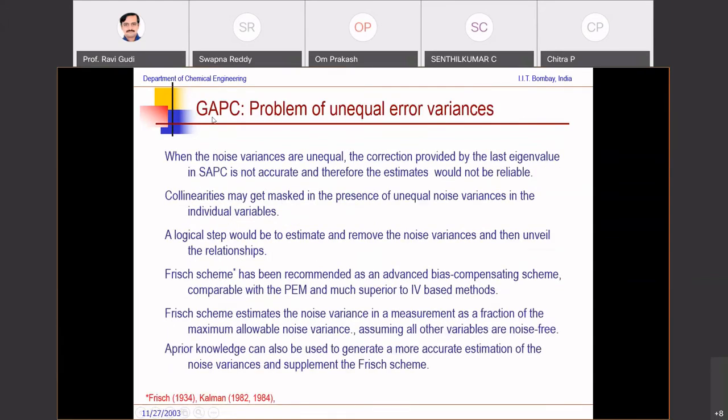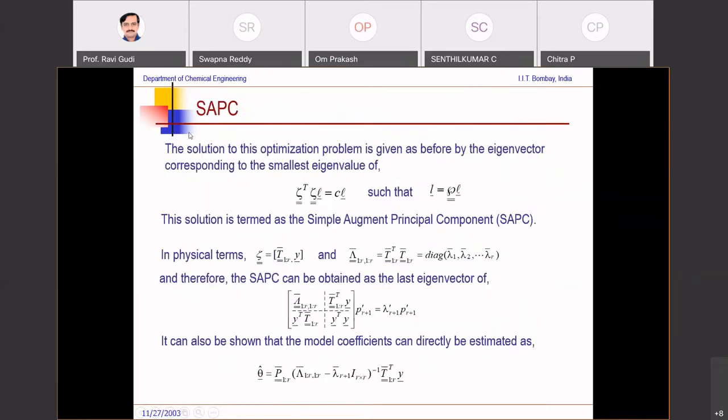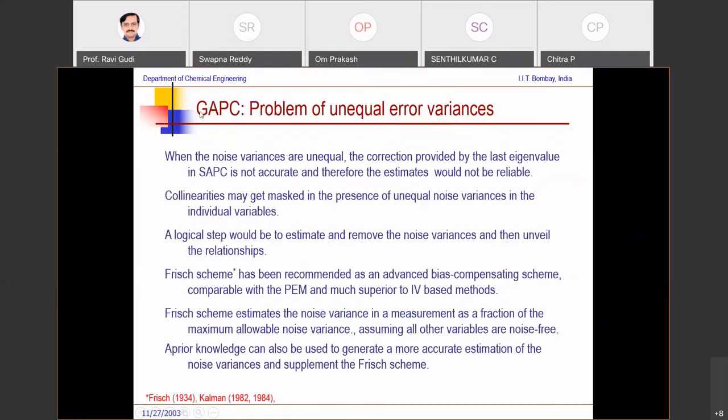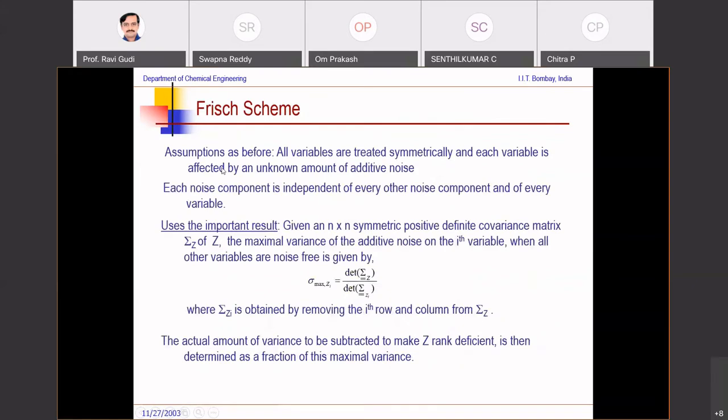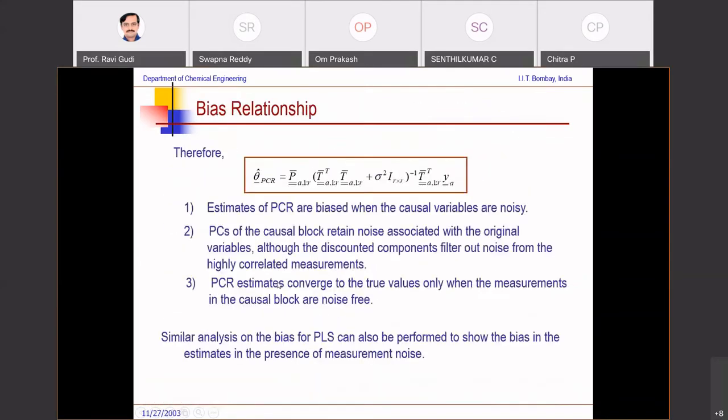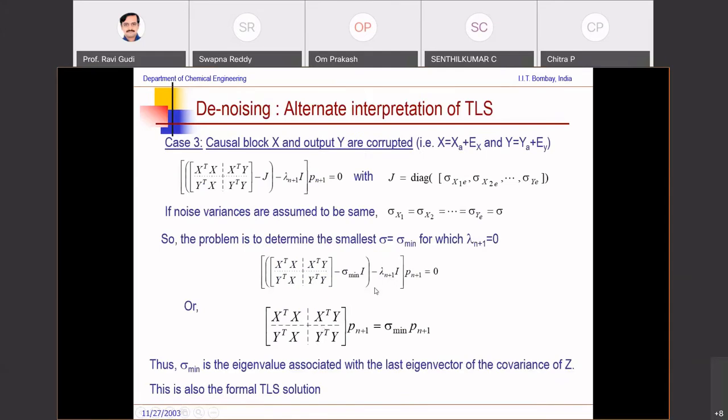But what happens when I have unequal error variances in X? Now this simplified augmented principal components assumes that the noise variances are all the same. If the noise variances are different, then I could use something called GAPC, generalized augmented principal components, which is basically a problem of trying to estimate those noise variances in such a way that I can augment in that J. Going back, if you remember, I had presented to you this matrix J.